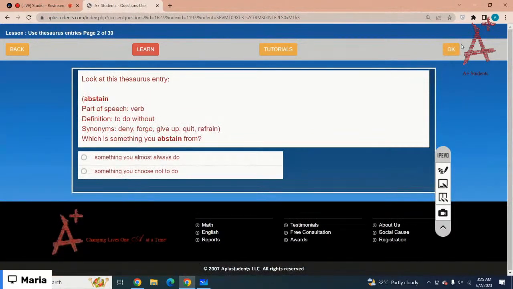Look at the thesaurus entry abstain. The word abstain is a verb. It means to do without, and the synonyms are deny, forgo, give up, quit, refrain. Got it? So, which is something you abstain from? Which is the correct option?